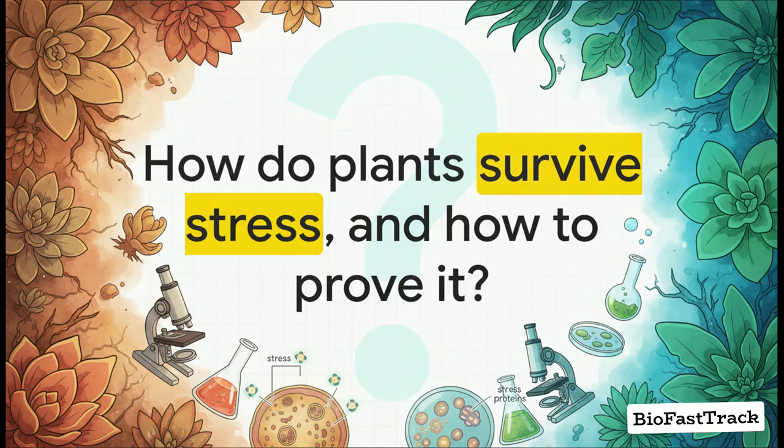So let's just scrap the standard introduction and jump straight into the central challenge of this explainer. It's super easy to just say a plant adapts to a scorching desert or a flooded swamp, but how do they actually pull that off on a cellular level? And more importantly, how do we prove these survival mechanisms are real when we're in a controlled laboratory setting?